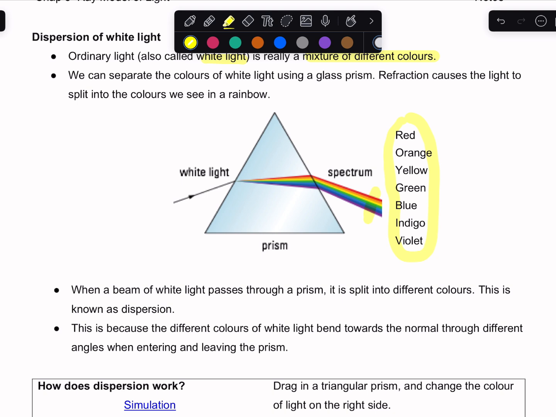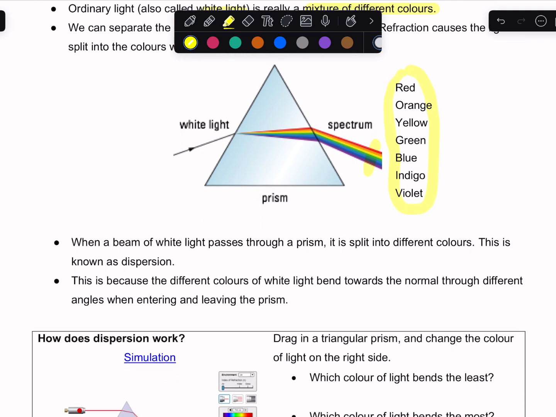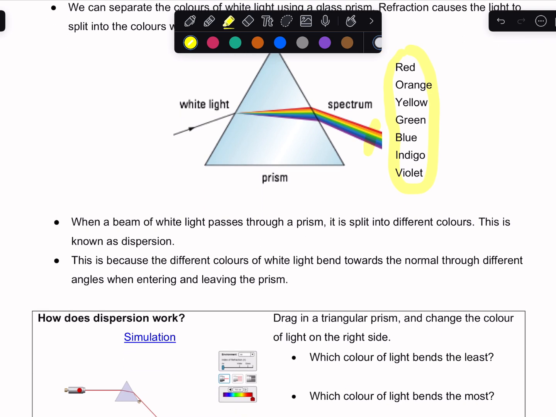In fact, a rainbow occurs because there's dispersion of white light with the water droplets in the air. So when a beam of white light passes through a prism, it's split into different colors. This is known as dispersion. We know that light bends when it travels from one medium to the other because of a change in speed of light. So the different colors of light actually bend towards or away from the normal through different angles when entering and leaving the prism.